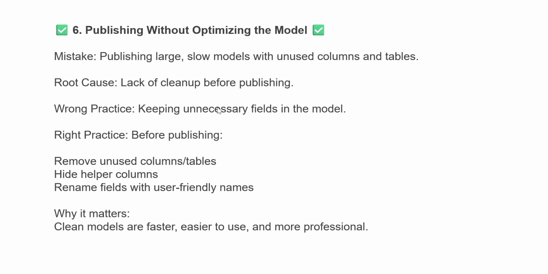You know, when we start our report, this is publishing without optimizing the model, right? The mistake is publishing large, slow models with unused columns and tables. So we have to give proper, meaningful table names and column names firstly. Along with this, we need to clean our data. Columns that are not used in our report, where we have not made visuals meaningful from them, we can delete from the tables. Sometimes there are a lot of null values present. We need to replace them, or drop them from our data modeling, right? And we have to give proper relationships, one-to-many relationships, and avoid many-to-many relationships.